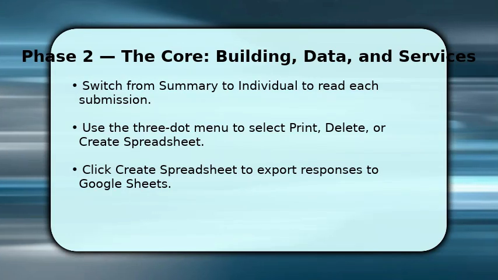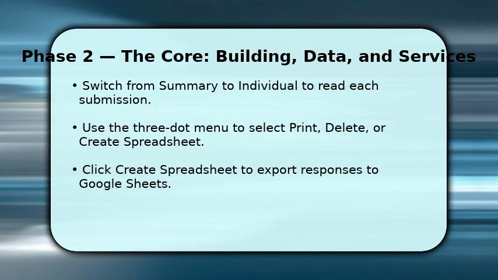Once done with the overview, switch to the individual view to read each submission one at a time. This helps you verify unusual entries. You can use the left and right arrows to navigate responses quickly.